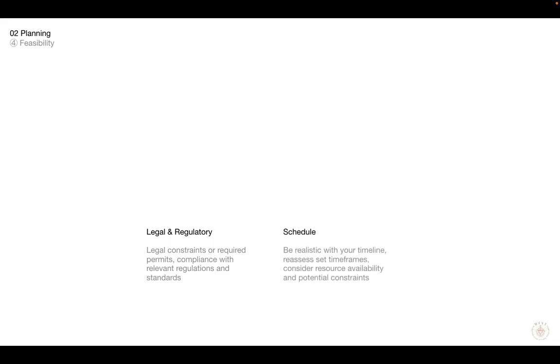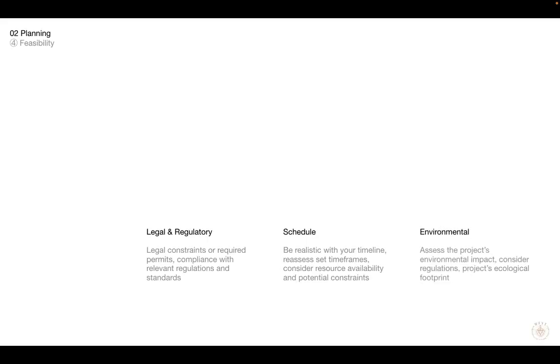And then you're looking at schedule feasibility by going back to the time mapping section, but being super realistic with your timelines and reassessing if the timelines that you've set are viable for the people who are assigned to them. So, again, considering their availability and if there are any potential constraints over there. So, you're really reevaluating this again over here.